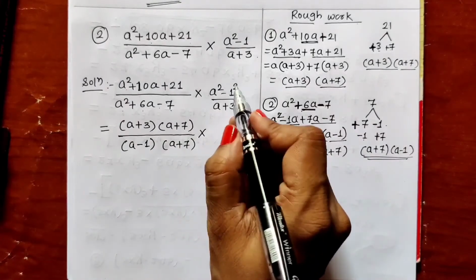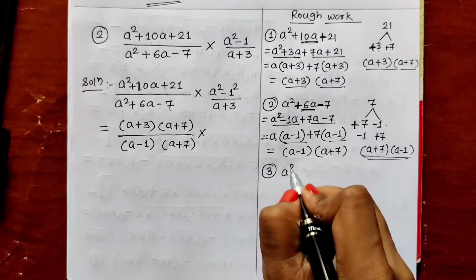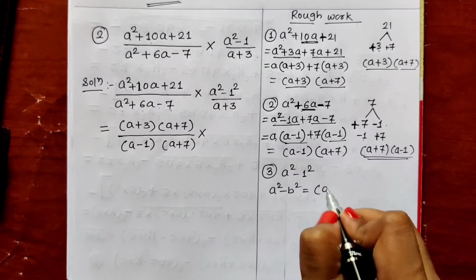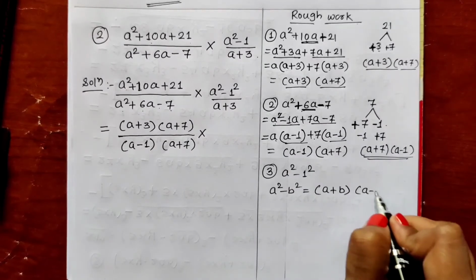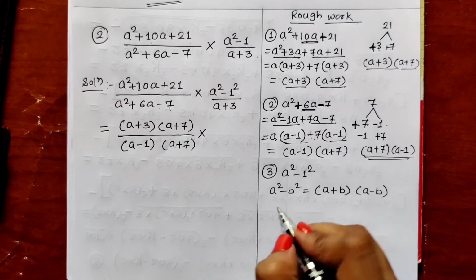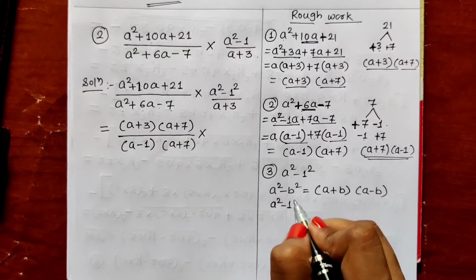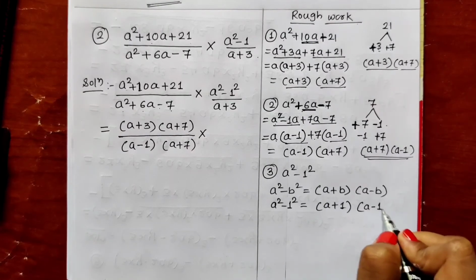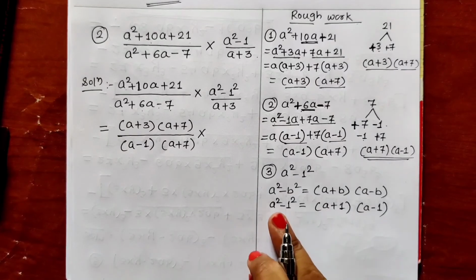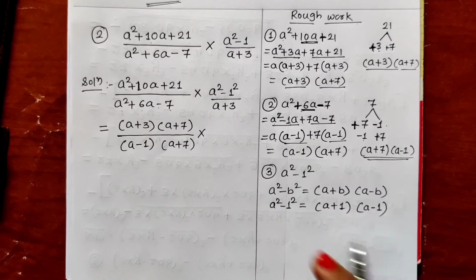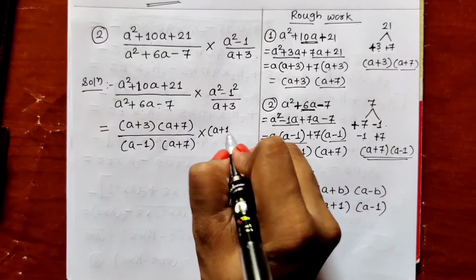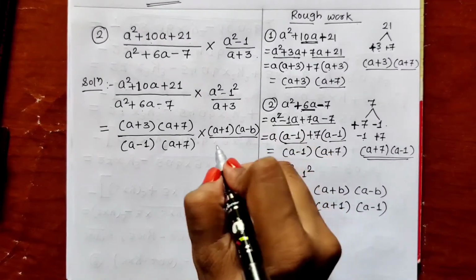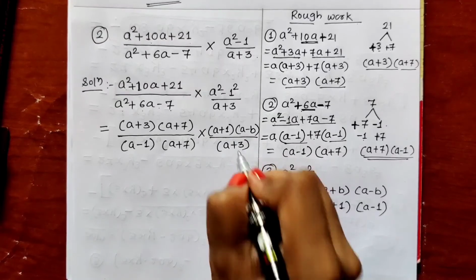Multiply by here a square minus 1 square. Here we can apply the formula a square minus b square is equal to a plus b in the first bracket, a minus b in the second bracket. This is our formula, and here we can apply it to this a square minus 1 square. So here we have to write a plus 1 in the first bracket, a minus 1 in the second bracket. In this way the factors of a square minus 1 square will be a plus 1 and a minus 1. In the denominator a single term is there, I will be writing it in the bracket a plus 3. We cannot do anything here.